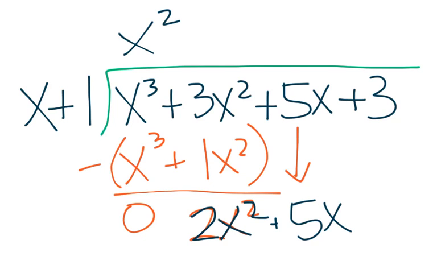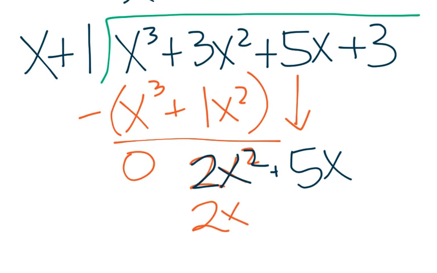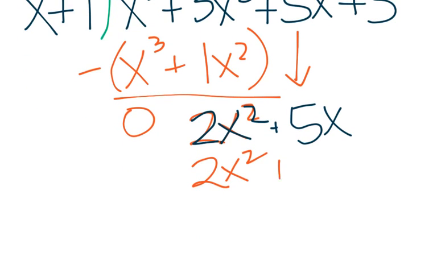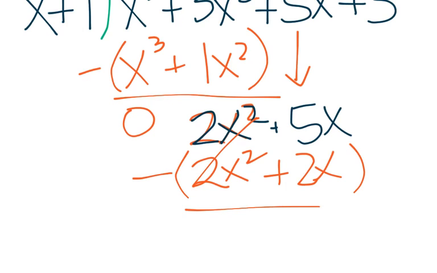And we want to see how many times this x goes into this 2x squared. So 2x squared divided by x is 2x. So we're going to say 2x. And then we're going to multiply 2x times x, which is 2x squared, and then 2x times 1, which is 2x. So we have plus 2x, and we're going to subtract. So these two cancel out, and now we have 5x minus 2x, and that is 3x.